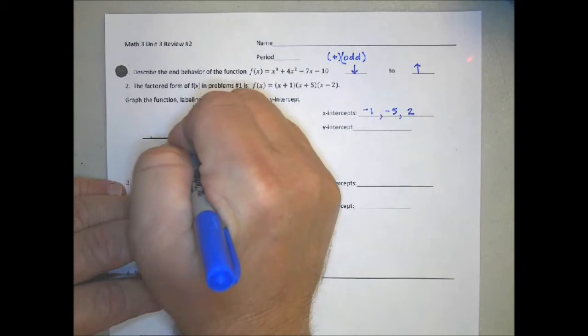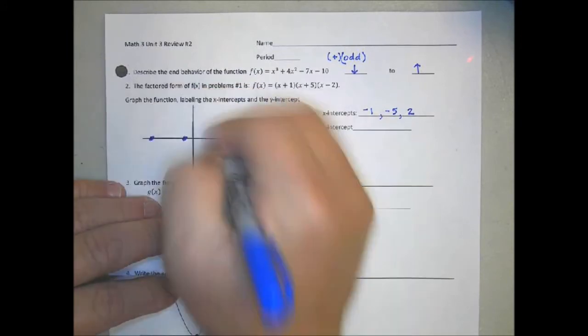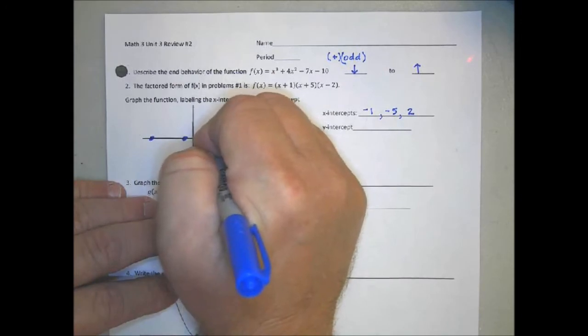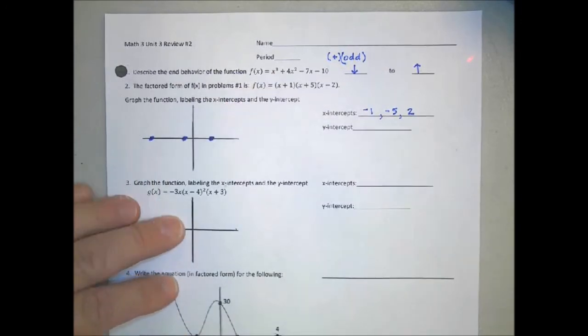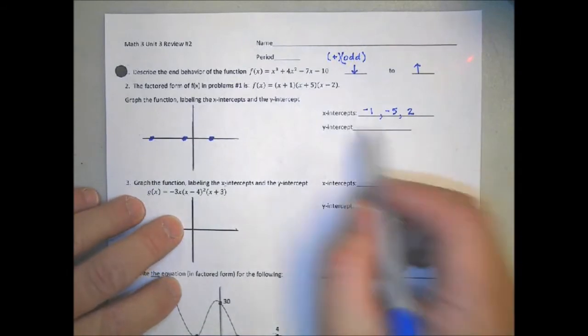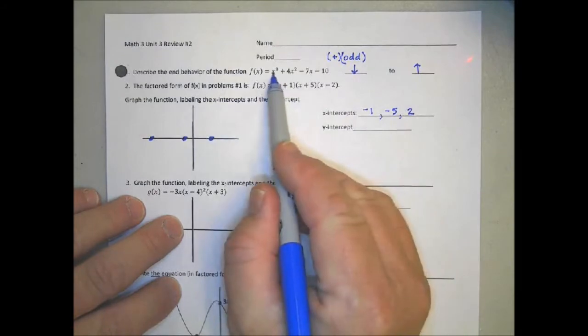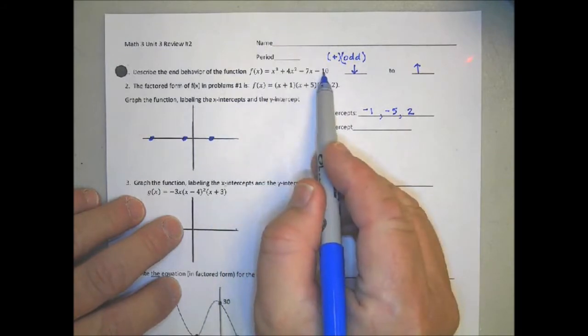-1, -5, and +2. Now they're all multiplicity 1, so they're all pass-throughs. And the y-intercept is actually easier to find in its unfactored form because it's the constant, -10.